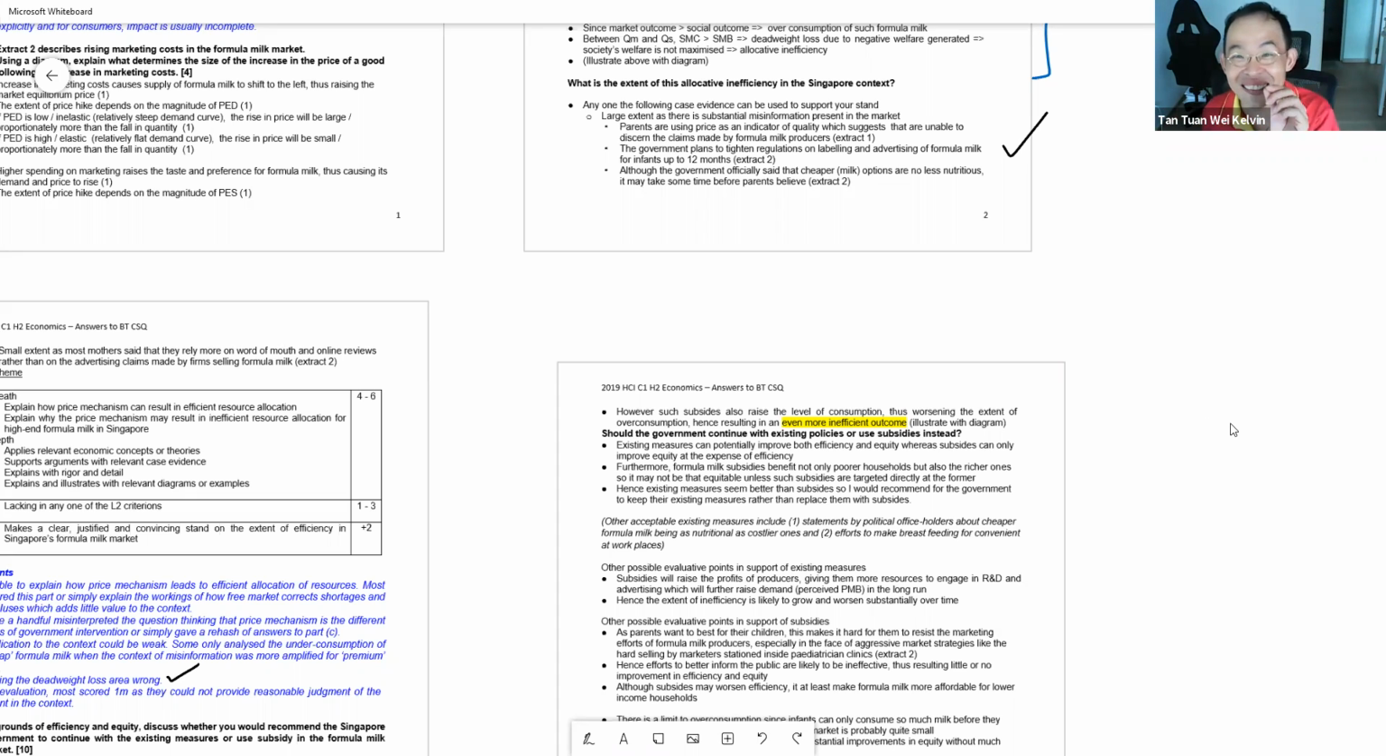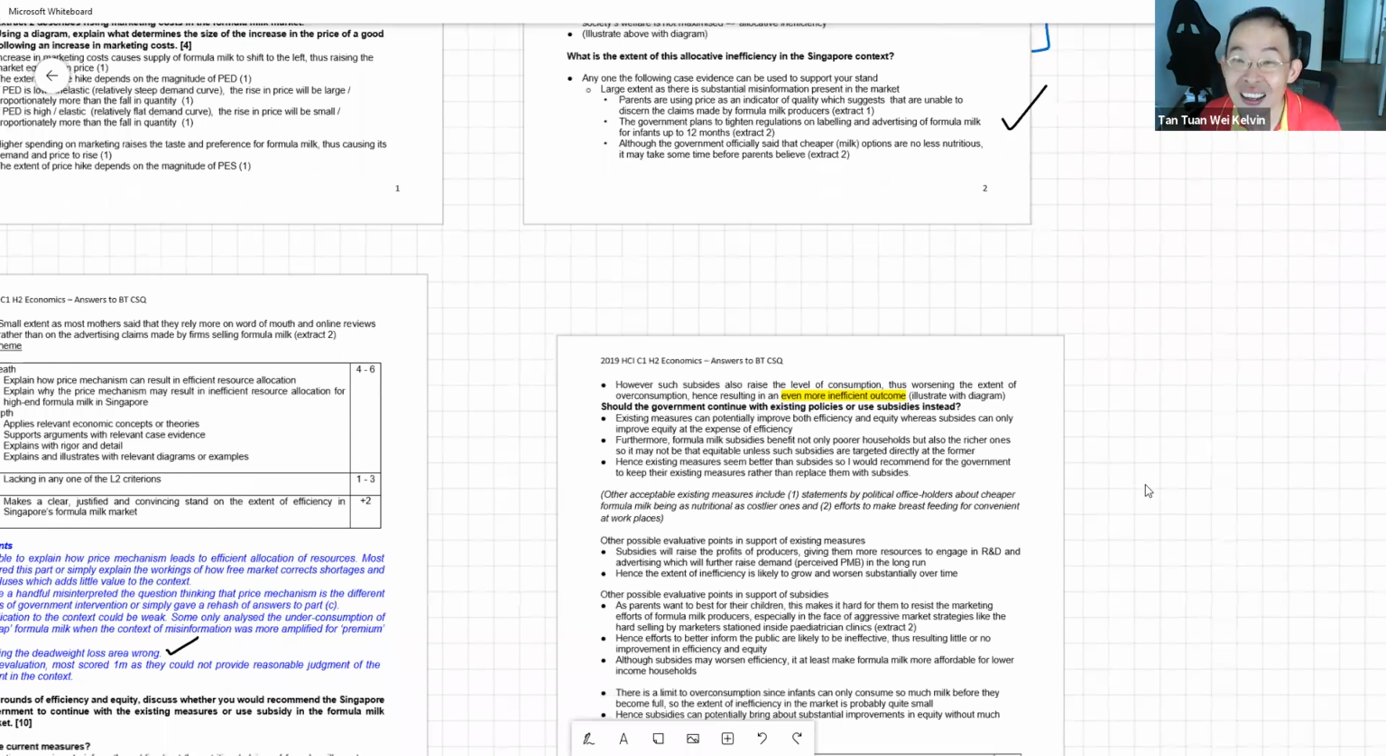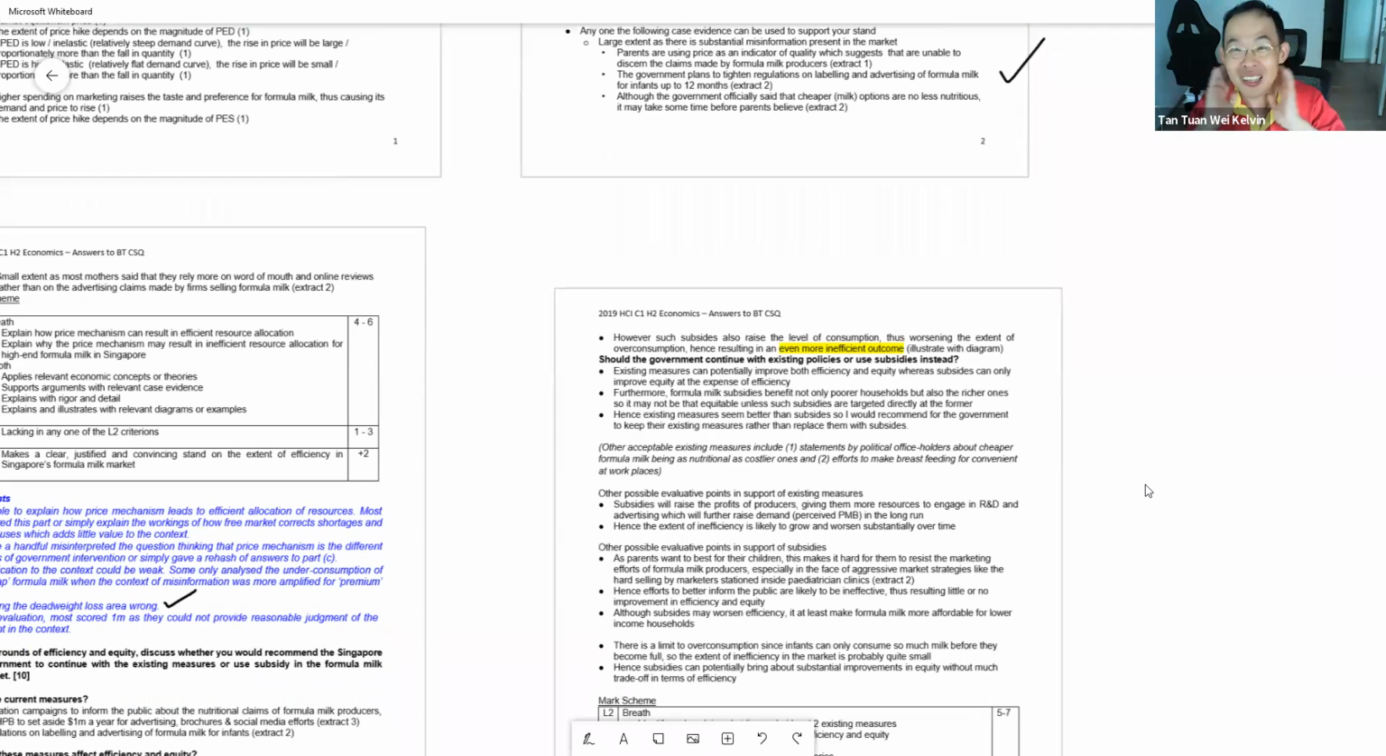Are you clear? So the easiest step I think for students to take is to continue with the existing policies. Don't bother subsidizing the milk. Are you clear? So my point is, whatever stand you take, please be aware. Take a final stand. Don't sit on the fence. Please don't say use both. Don't say use a multi-pronged approach. Stick to one and justify it. At least you can get +2, if not +3.